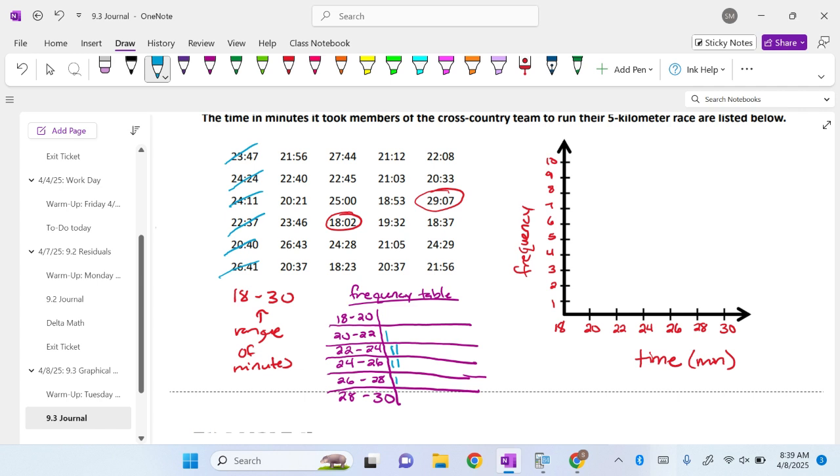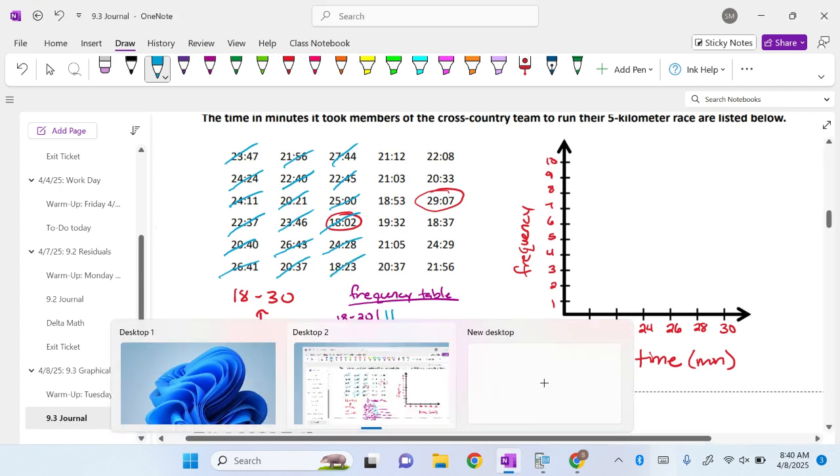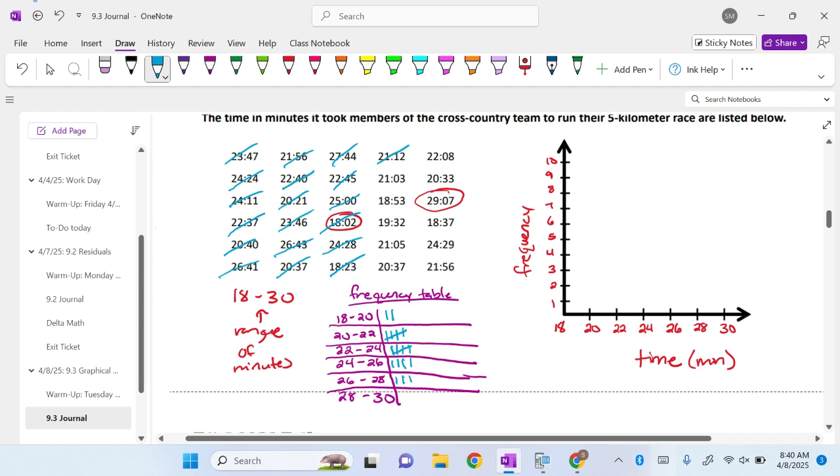All right. So the next one, 2156, that'll be between 20 and 22. 2240 will be between 22 and 24. 2021 is between 20 and 22. 2346, that time is between 22 and 24. 2643, that's between 26 and 28. 2037, that's between 20 and 22. 2744 is between 26 and 28. 2245 is between 22 and 24. 25 is between 24 and 26. 18.02 is between 18 and 20. 2428 is between 24 and 26. 1823 between 18 and 20. 2112 between 20 and 22.